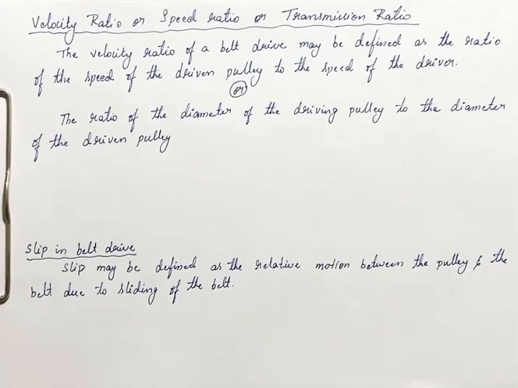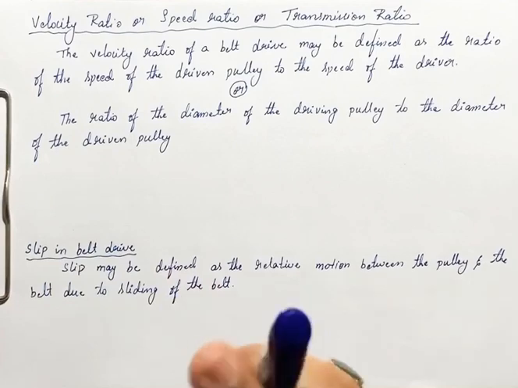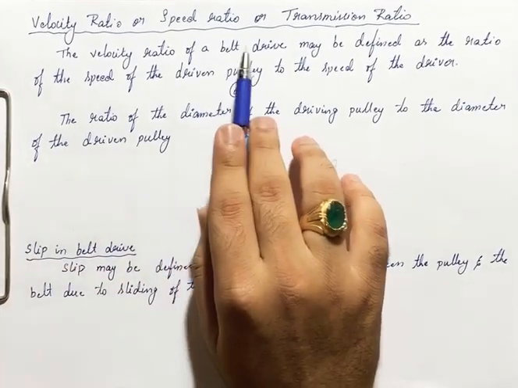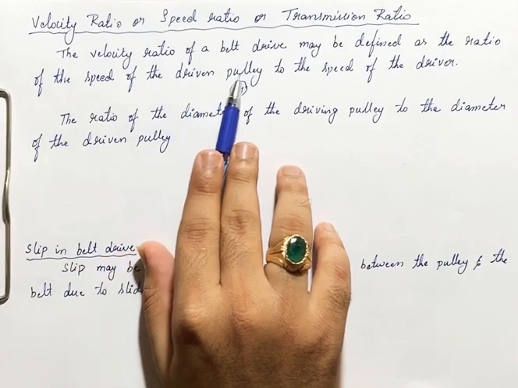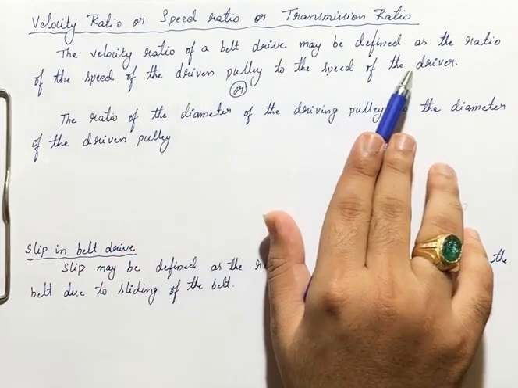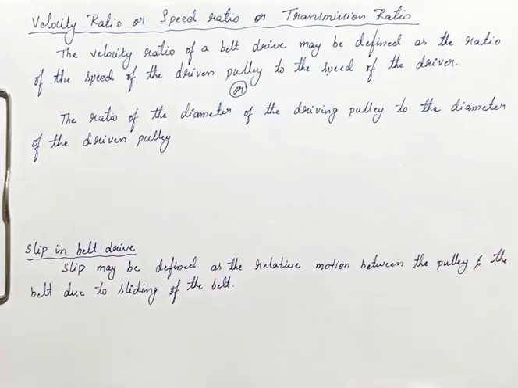Hello everyone. In this video, we are going to study the velocity ratio, slip in belt drive and some of the formulas used in power transmission, that too in belt drive. Right. Now, the velocity ratio. The velocity ratio of the belt is defined as the ratio of speed of the driven pulley to the speed of the driver pulley here.